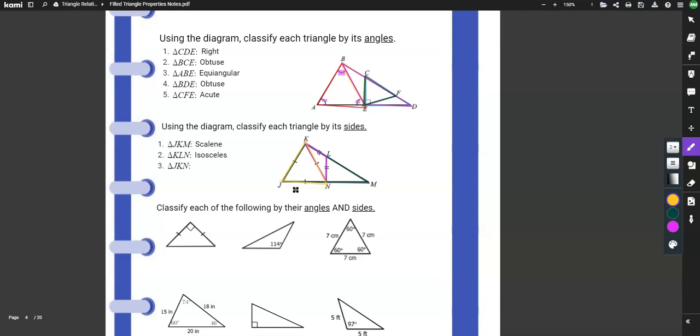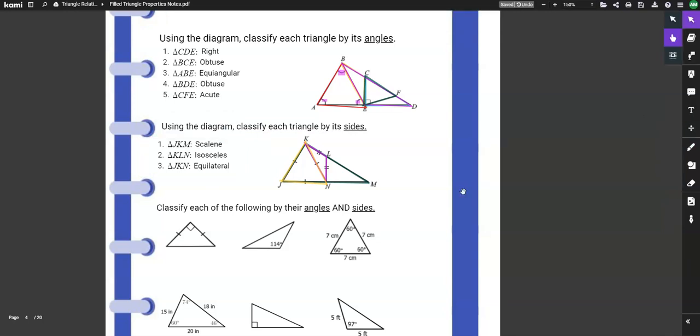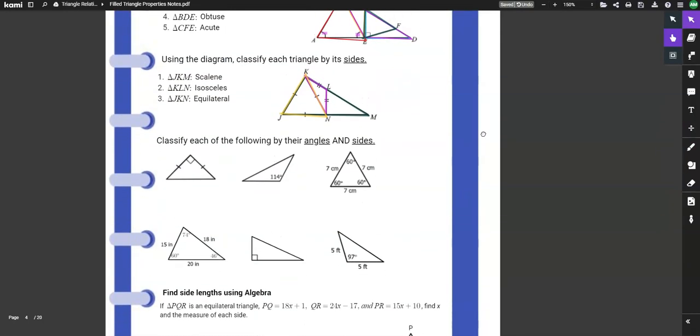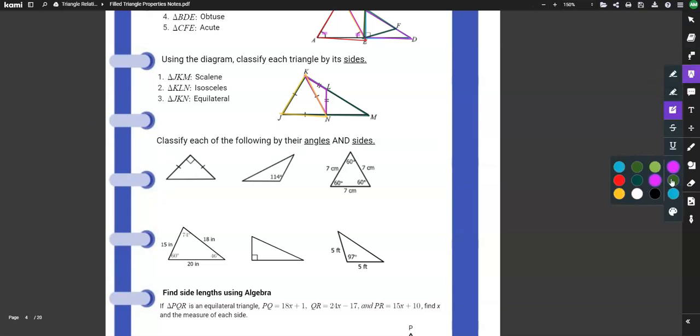We can see that JK, KN, and NJ are all the same length due to their congruence markings. And so this is an equilateral triangle. So again, we can classify every triangle 2 ways, by sides or angles, depending on what information is given to us. So for each of these, we're going to classify them based on what we are given.